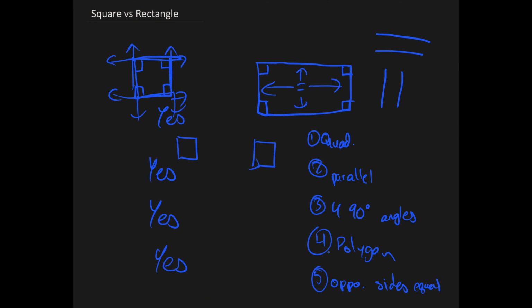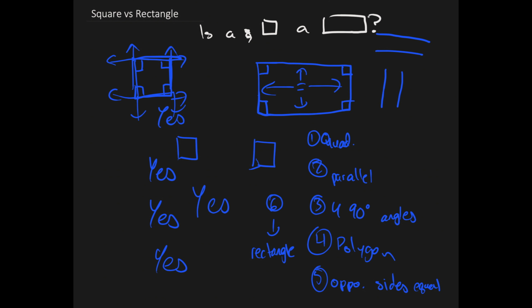So now we have the last question. Did it pass all these questions? Yes. So that means the sixth question, is it a rectangle? According to all of these questions, yes. A square is a rectangle. But first we're going to write this down. Is a square a rectangle? That's our question. Yes. So according to this, yes, a square is a rectangle.